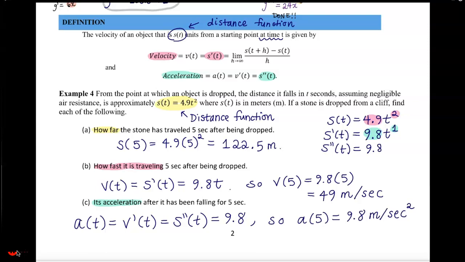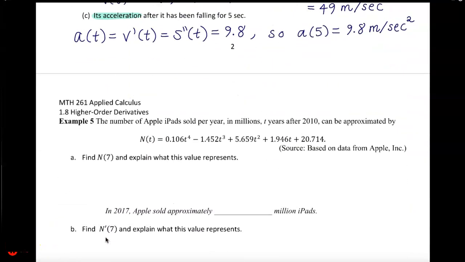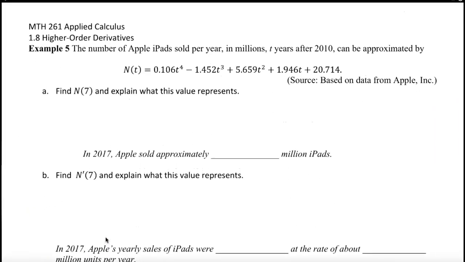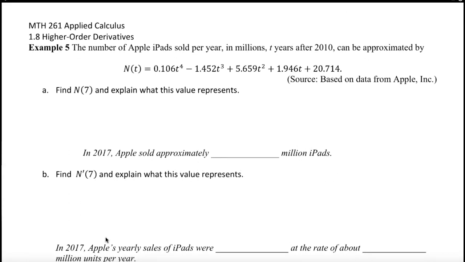I think the next one is similar, and since I've been going for only about 6 minutes, how about I do the next thing? Example 5 here, okay? All right, the number of Apple iPads sold per year in millions, t years after 2010, can be approximated by this N of t function. So if you want to know how many iPads are sold in a certain year, we're just going to plug it into this function. This is going to tell us how many iPads are sold.